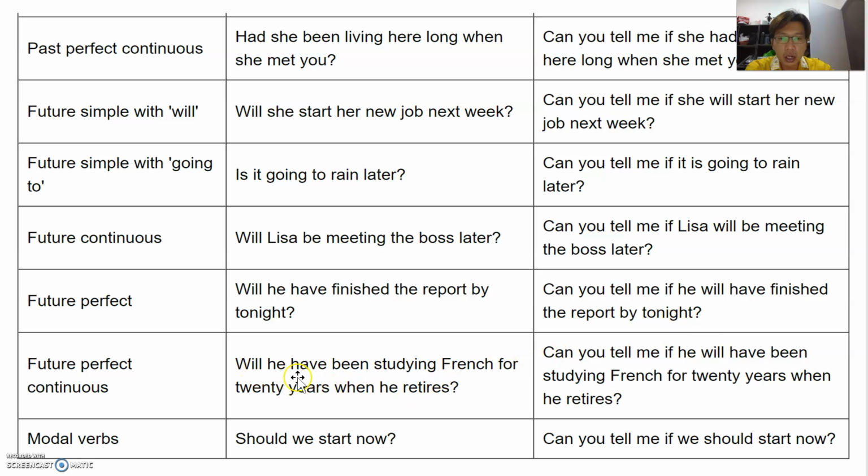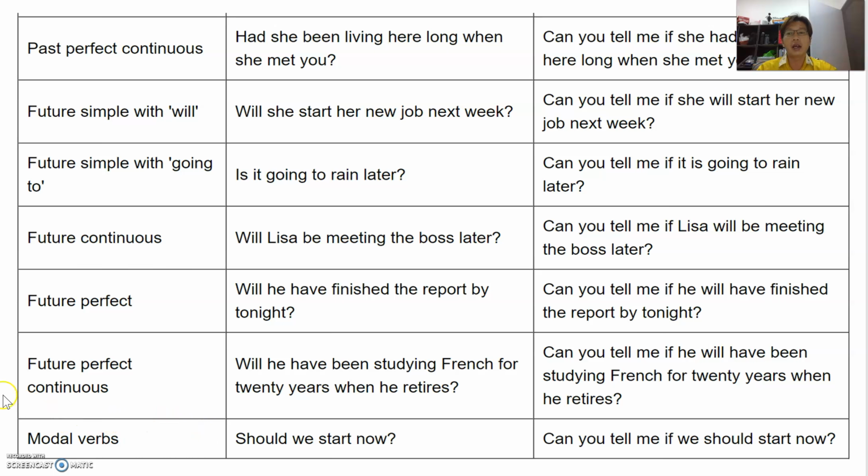Okay. Will he have been studying French for 20 years when he retires? Can you tell me if he will have been studying French for 20 years when he retires? Okay. Should we start now? The order, should we, we change the order to we should. In indirect question, can you tell me if we should start now?